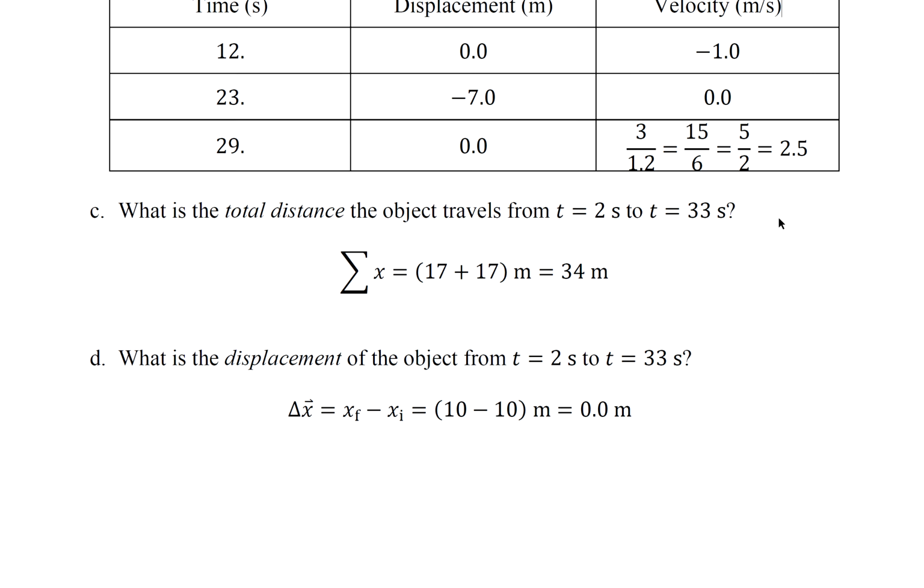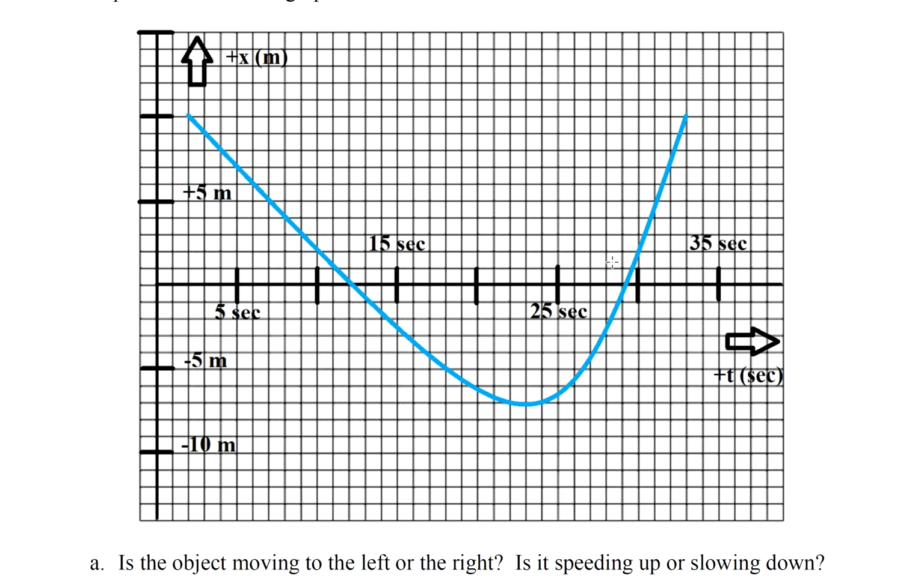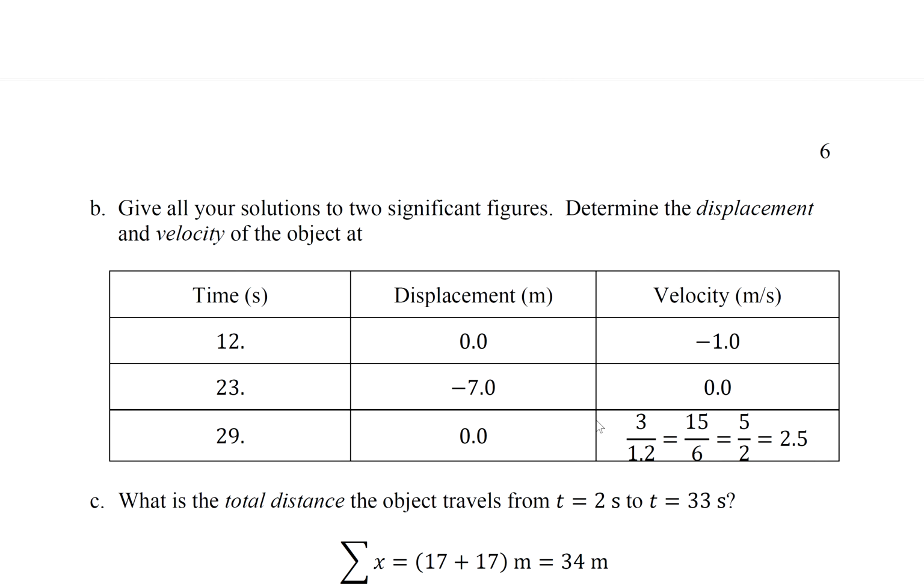Part C, what is the total distance the object travels from 2 seconds to 33 seconds? It's 34 meters, because we're going to go from 10 to minus 7, and then from minus 7 to 10. So that's 17 plus 17.